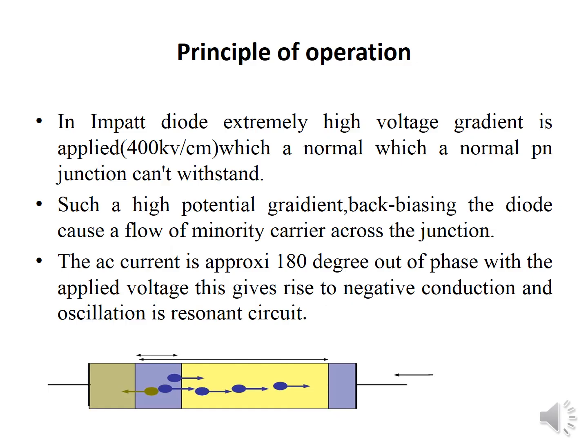So coming to the principle of operation, the Impatt diode will have an extremely high voltage gradient when we give a supply of about 400 kilovolt per centimeter, and it will act as a normal one when the PN junction cannot withstand. Coming to the high potential gradient, back biasing of the diode can cause a flow of minority charge carriers across the junction. This AC current is approximately 180 degrees out of phase with the applied voltage, which gives rise to negative conduction as well as oscillation in the resonance circuit.